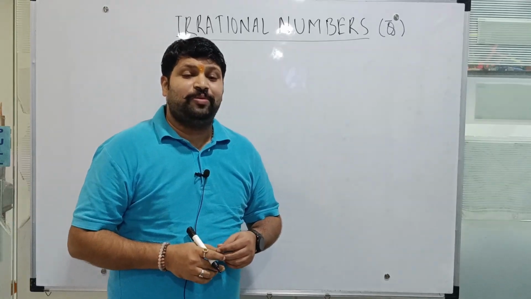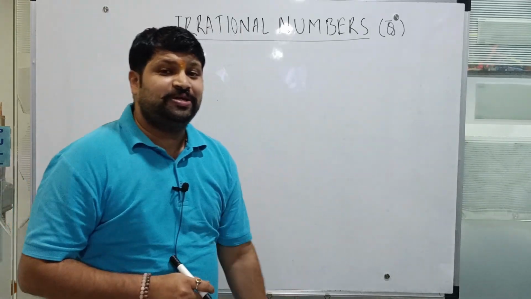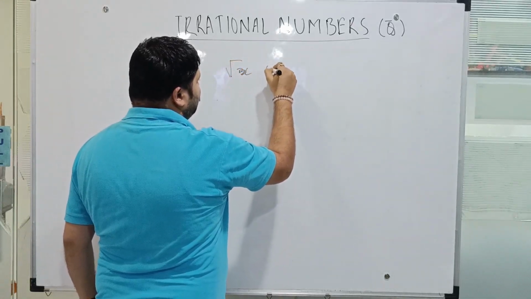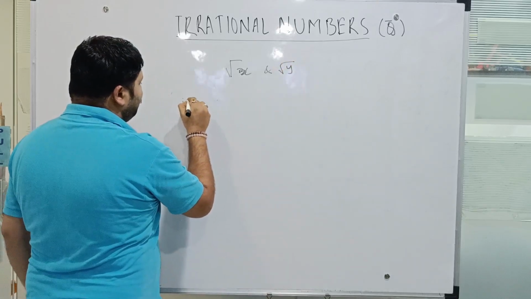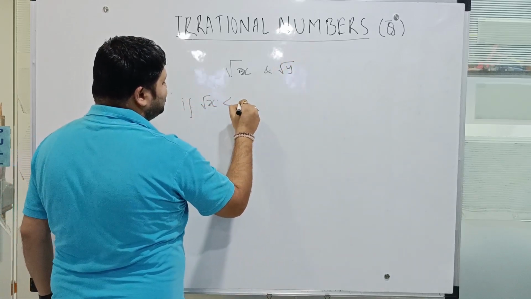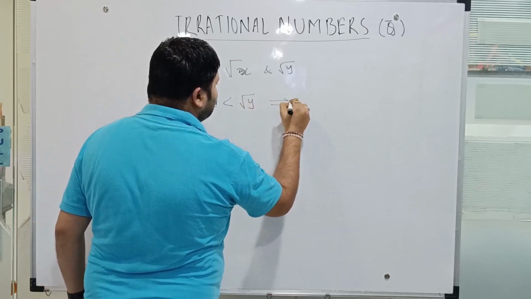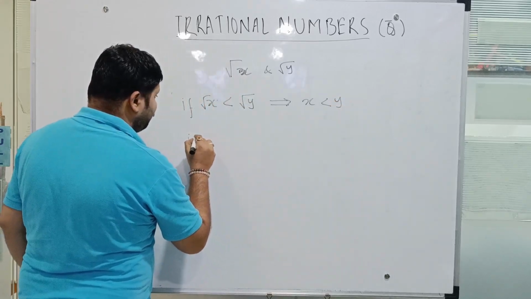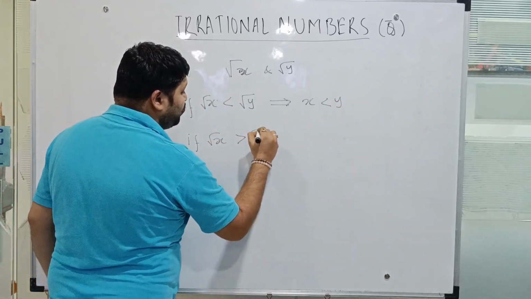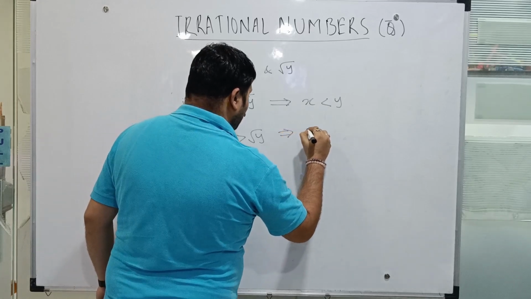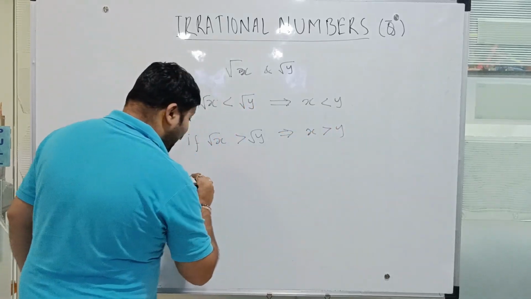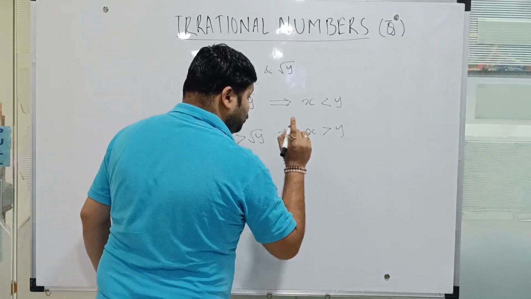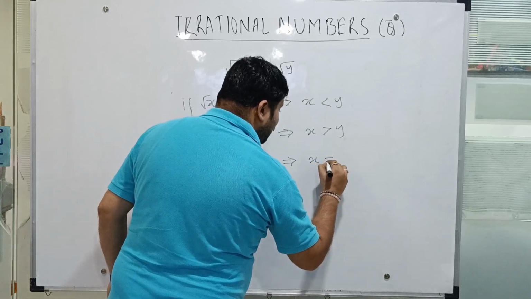Now let us talk about some properties of irrational numbers. The first property is, if we have two irrational numbers, root x and root y, such that if root x is less than root y, then it would imply that x is smaller than y. If root x is greater than root y, then it would imply that x is greater than y, and if root x is equal to root y, it would be possible only under one condition, that is x is equal to y.